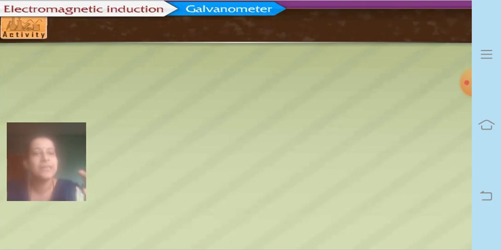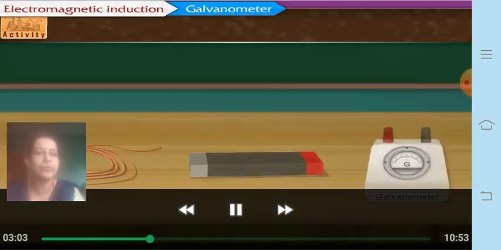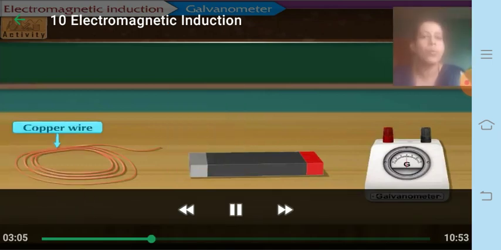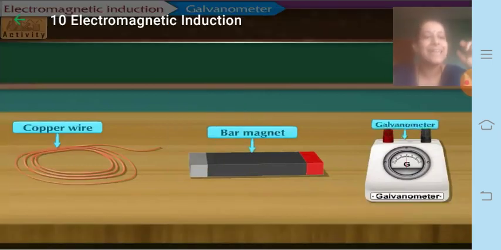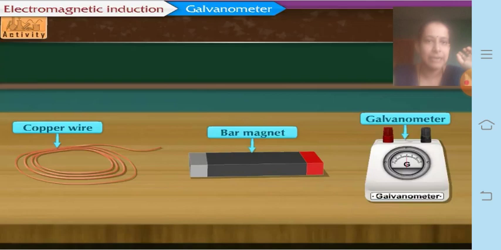So here we only have to see, by using a galvanometer, whether current is induced or not when the magnetic field is changing around a conductor. So let us perform certain activities here. To perform the first activity, we need a long copper wire, a bar magnet, and a galvanometer to detect the presence of current.